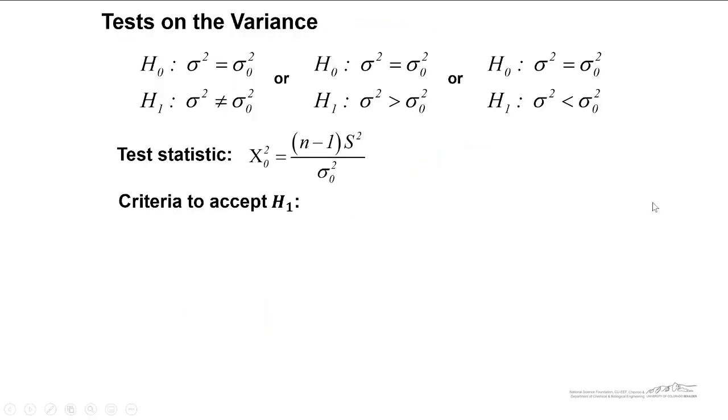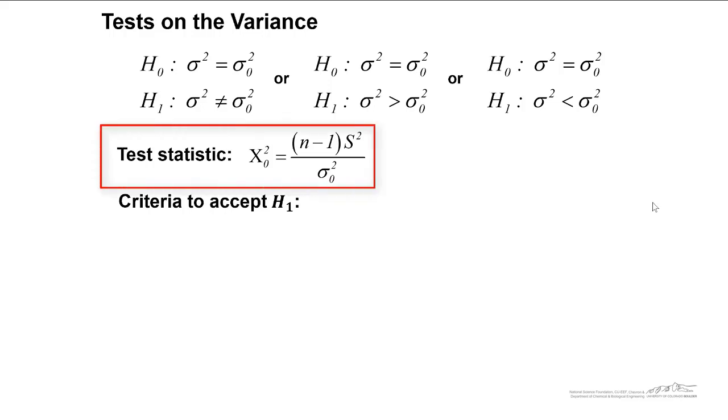To perform these tests on the variance, there are three forms. There's a two-tailed test, where the alternate hypothesis is that the variance is not equal to what we propose. Sigma naught squared is just our proposed or assumed population variance. We have an upper-tailed test where we propose that the variance is greater than the null population variance. And then we have a lower-tailed test. In all of these cases, we calculate a test statistic, so we convert our sample variance to a chi-squared variable. This is essentially just standardizing our sample variance based upon the null or assumed population variance.